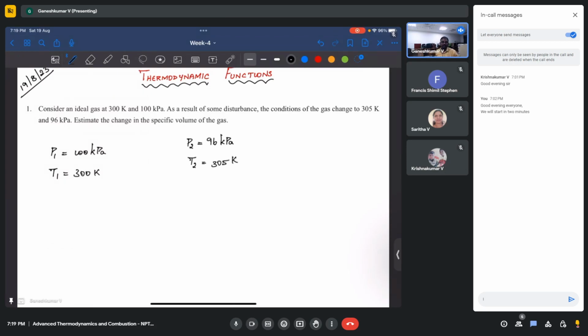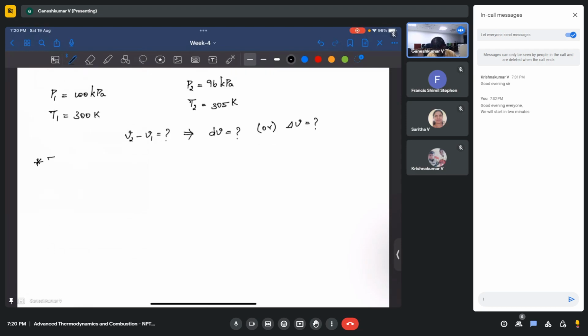How do we find this? We need to find V1 and V2. Or the other way, we need to find the change in specific volume, nothing but V2 minus V1. So write it like dV or delta V, whichever is convenient. And one assumption they gave is it is an ideal gas.